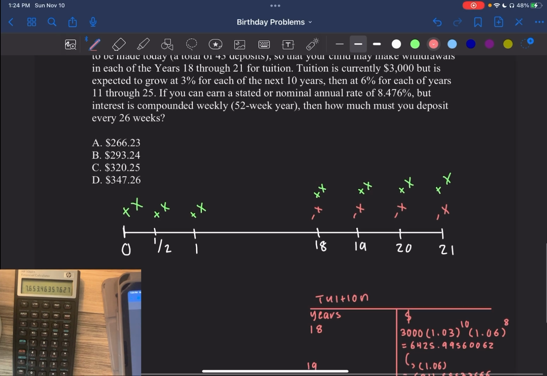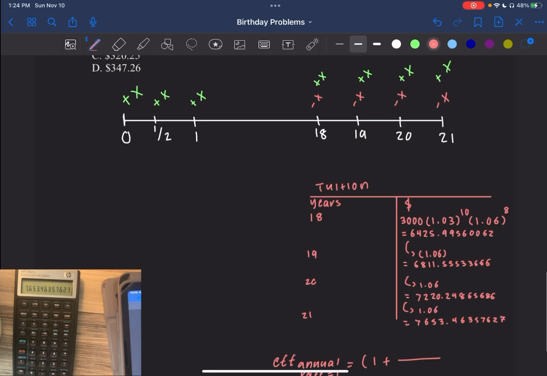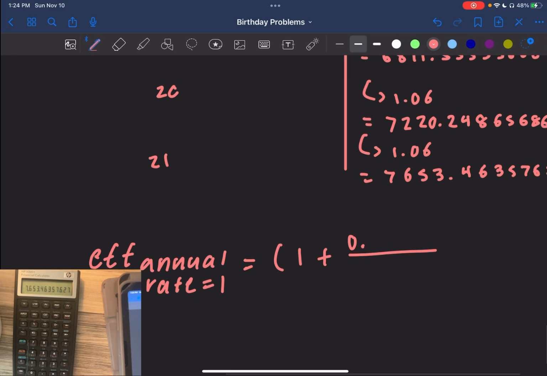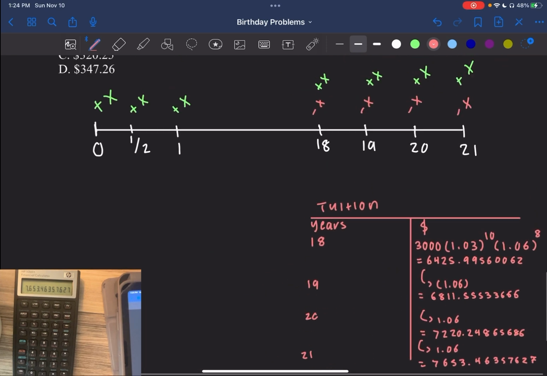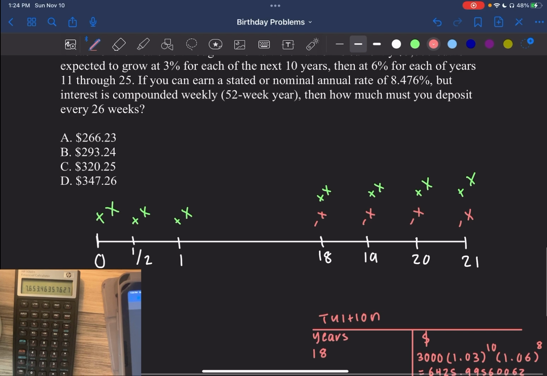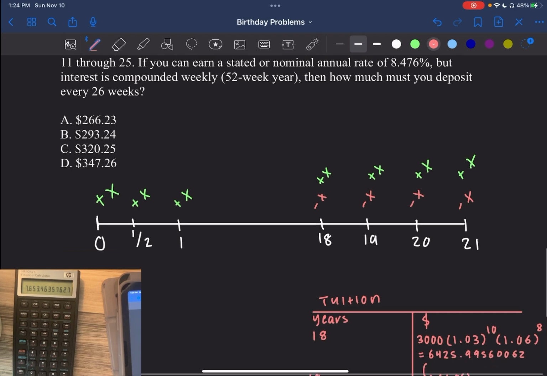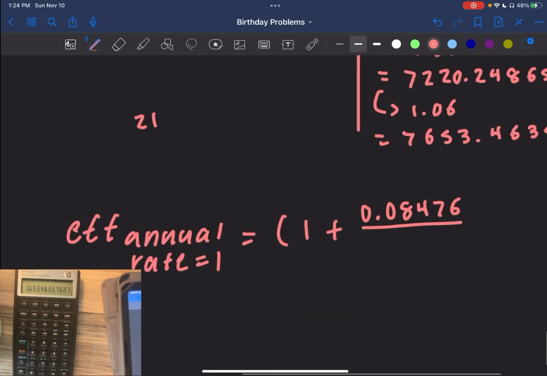And so that's going to be 0.08476. And we're told that there is weekly compounding. There's 52 weeks in a year. So we're going to set that over how many times we're compounding, 52. And this 52 times the annual of 1 is going to give us 52. And don't forget, we need to subtract 1.